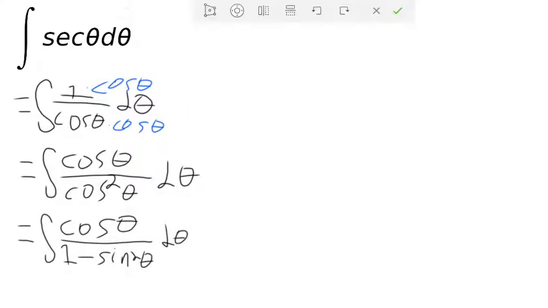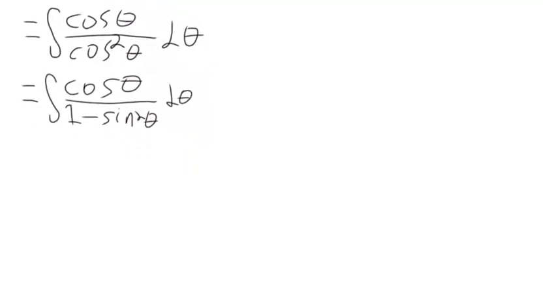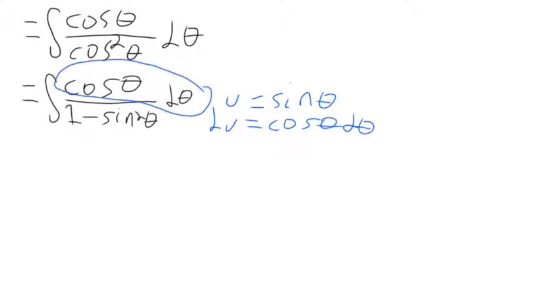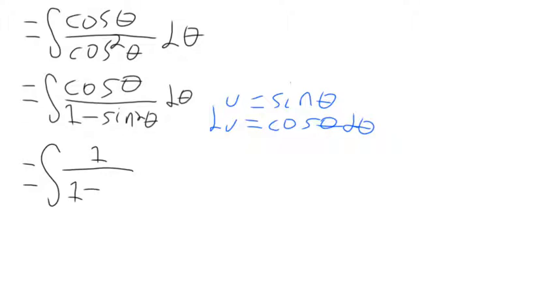And the reason this helps is because now I can do a u substitution. If I take u to be equal to sine theta, then du will be cosine theta d theta. And that's right here. So basically, this is going to give me the integral of 1 over 1 minus, and then the sine squared theta is going to become u squared. And then this is my du.